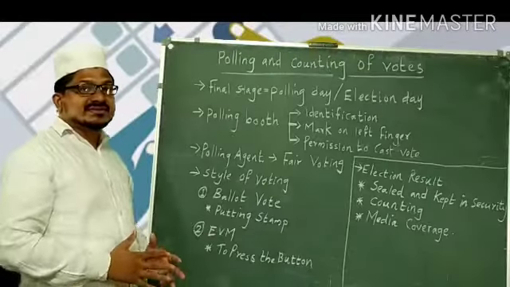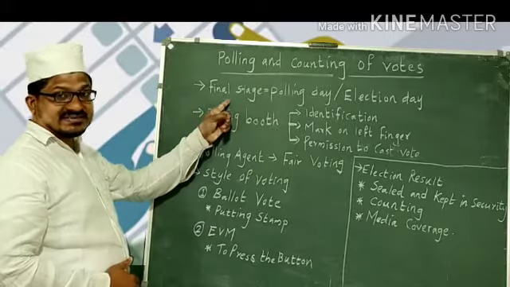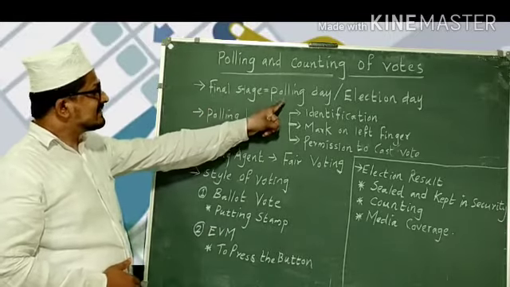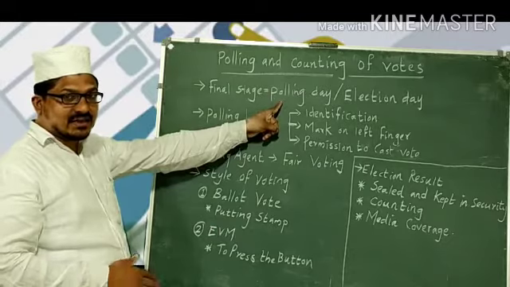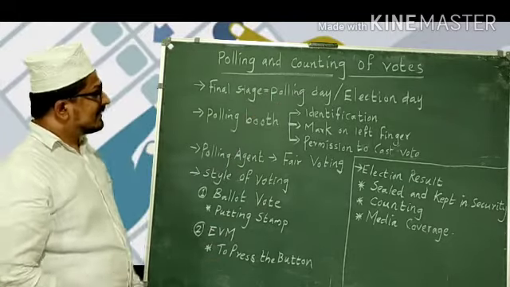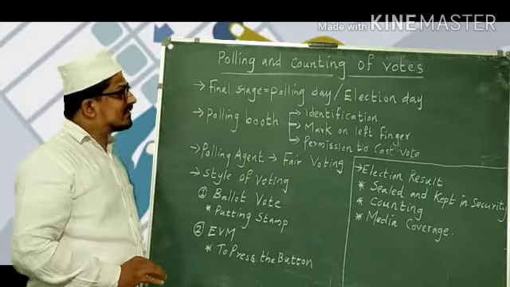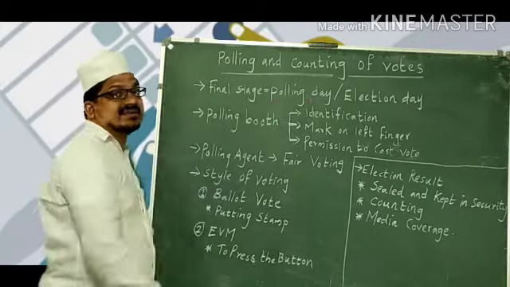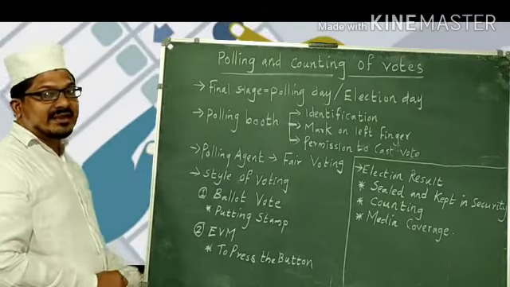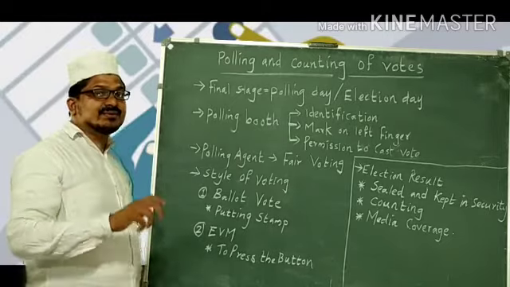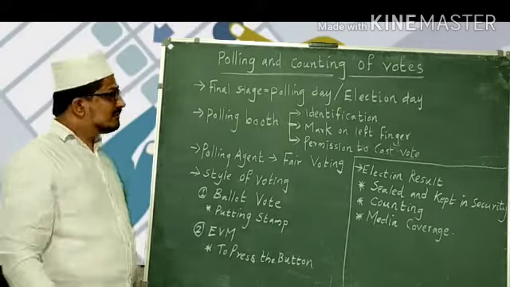My dear students, today we are going to the final stage of the election system. The final stage is polling. Polling means to cast our votes. The day on which we cast our vote is called polling day or election day. On election day, every citizen who is 18 years old will go to the polling booth.